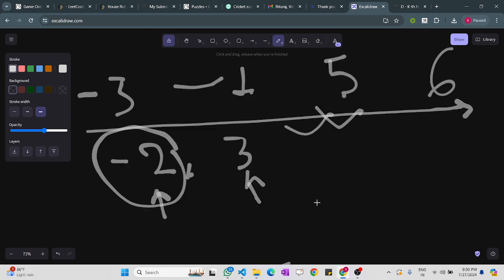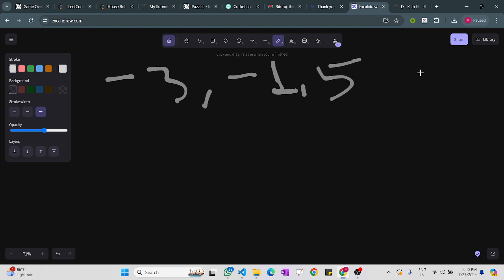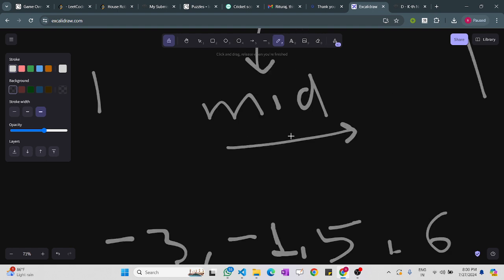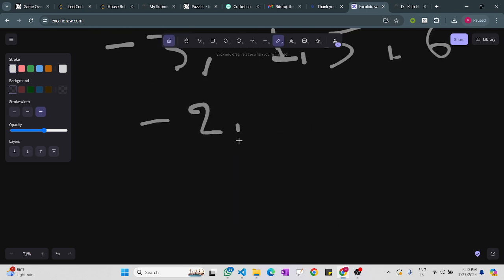So let's take some example. Minus 3, minus 1, 5, 6, and then minus 2 comma 3. What I am telling is that I will take some interval, as we do in binary search, and then we will compute the mid, and then I will claim that this mid is my answer.